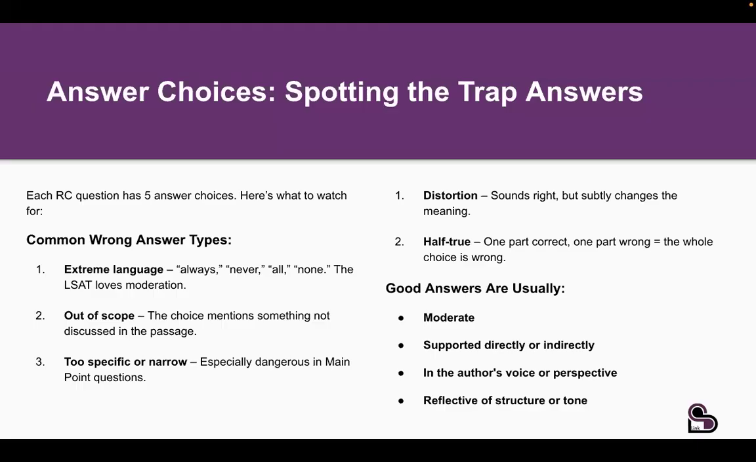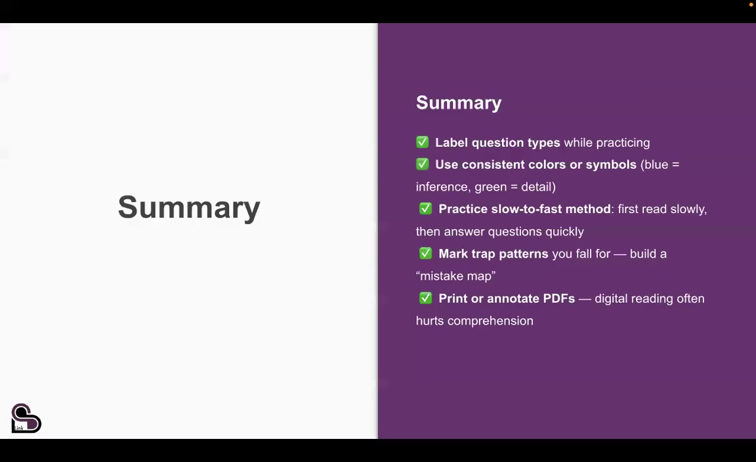Distortion. Sounds right, but subtly changes the meaning. And half true: one part correct, one part wrong, the whole choice is wrong. So good answers are usually moderate, support directly or indirectly in the author's voice or perspective, and they're reflective of structure or tone.